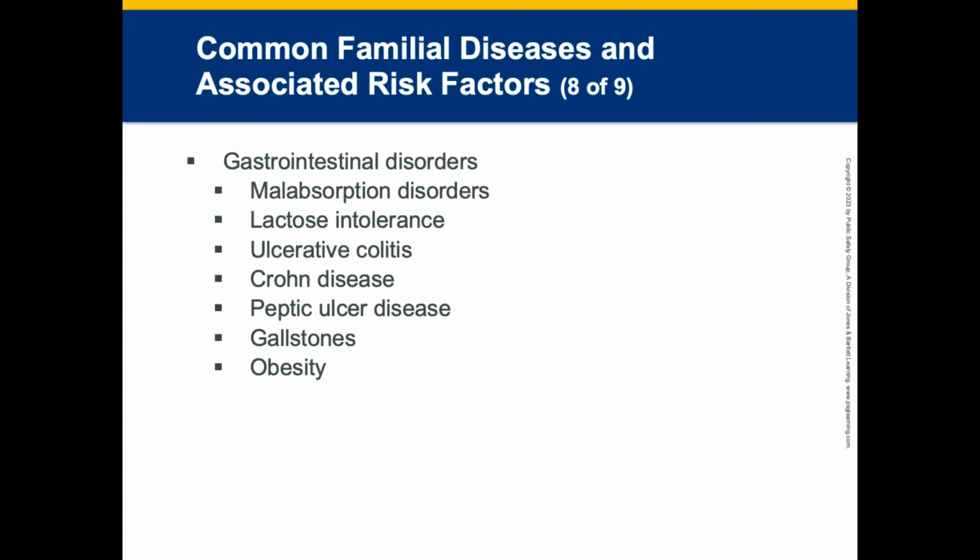Gastrointestinal disorders, almost there. So malabsorption disorders, lactose intolerance, ulcerative colitis, Crohn's disease, peptic ulcer disease, gallstones, and obesity, which is a body mass index of greater than 30. Not greater than 30 kilograms. My goodness, that'd be huge. That's small, I mean. So it's a larger body mass.